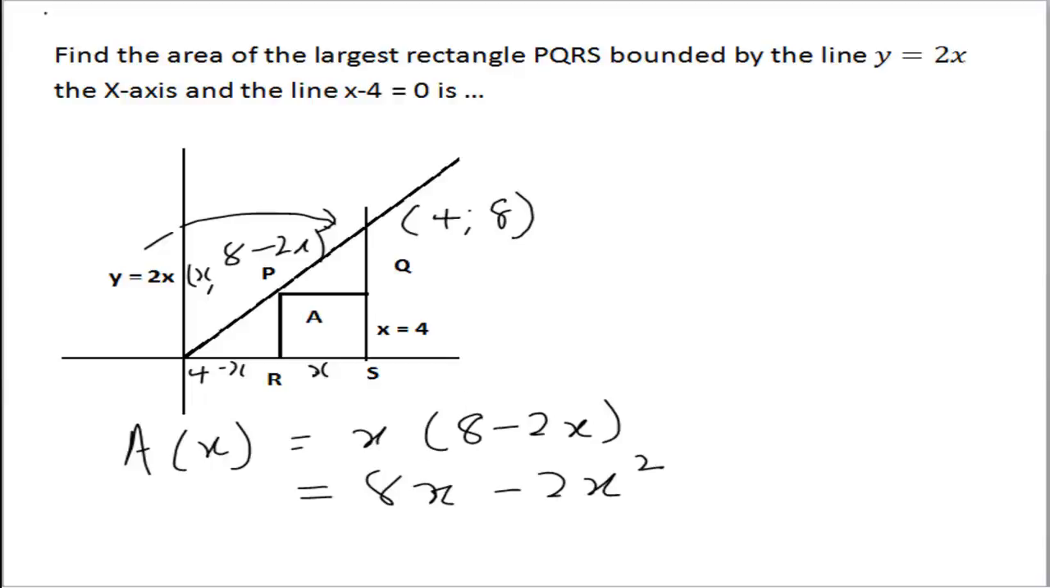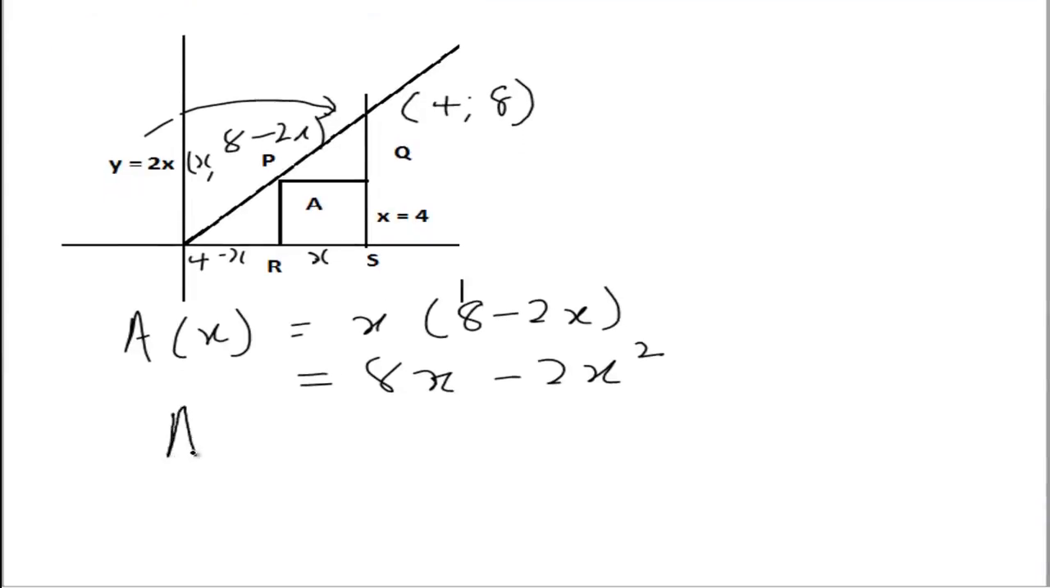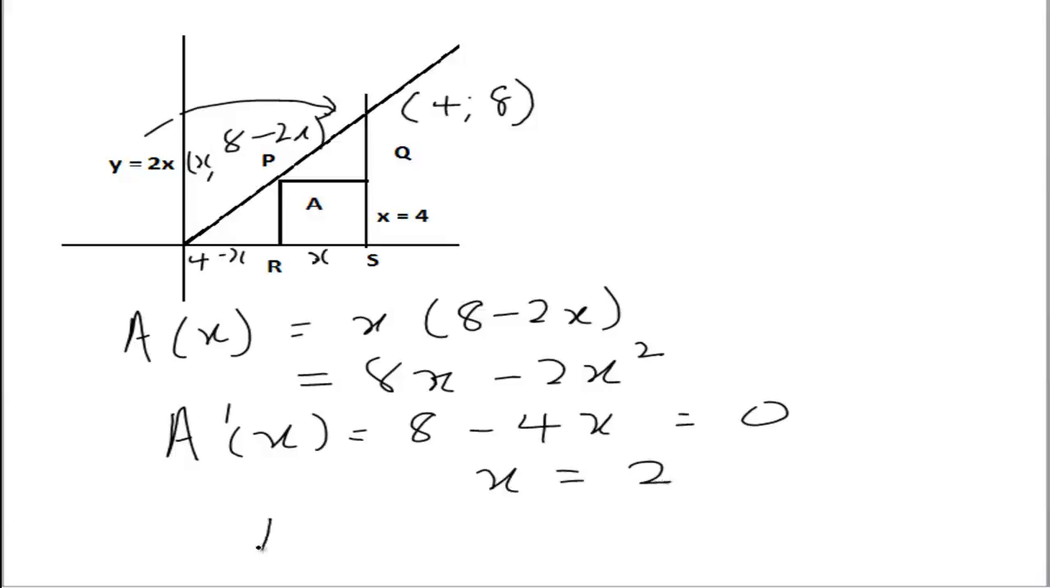Now if you look at the problem itself, it says we want the largest possible area, and you know the coefficient of x squared is negative, so therefore it will have the largest area. So we find the derivative, which is 8 minus 4x is equal to 0, and x is equal to 2. So when x is equal to 2, we are going to get the largest area, and then we substitute in the original, so it will be 2 times 4, which gives you 8.